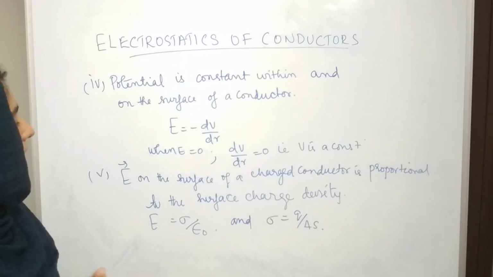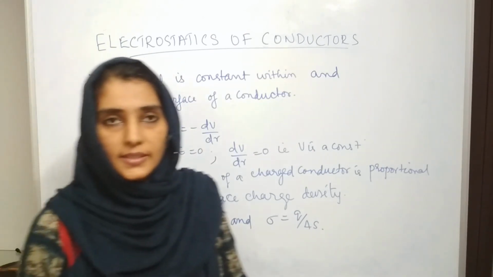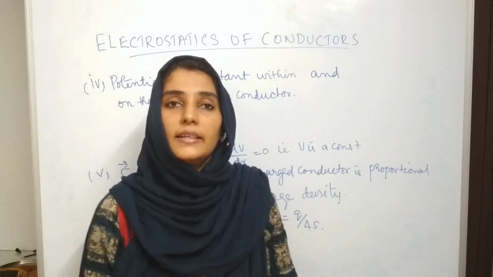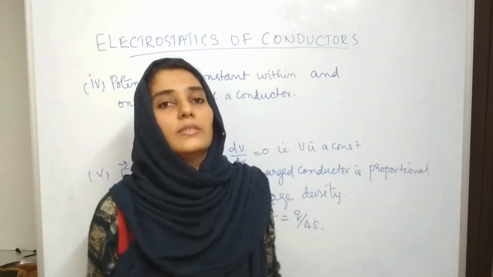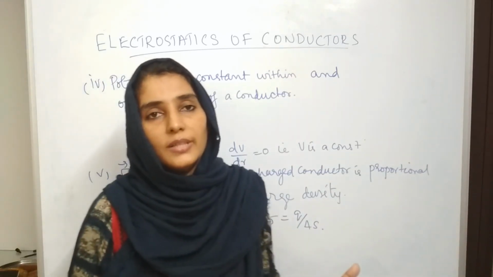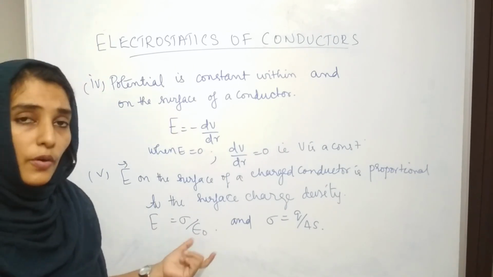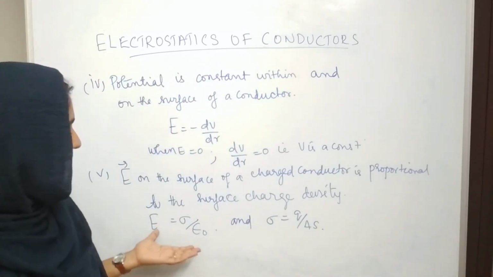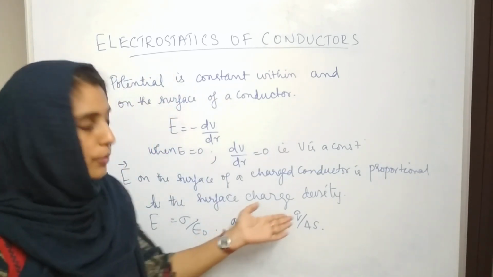Okay, next, the electric field on the surface of a charged conductor is proportional to the surface charge density. That comes as a direct consequence of the fact that the net charge inside a conductor is 0. Where do the charges reside? The charges reside on the surface of a conductor. So obviously the electric field should be proportional to the surface charge density by the expression E is equal to sigma by epsilon 0. For a charged conductor of any size or shape, the electric field is given by E is equal to sigma by epsilon 0, and sigma is equal to Q by delta S.